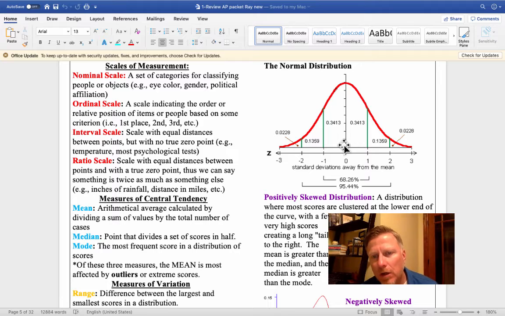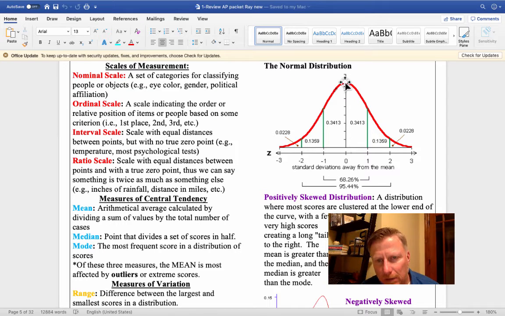Now, it's important to know, you might get asked, if you scored 1 standard deviation below the mean, which is 100, on an IQ test, what is your percentile, okay? I'm going to give you a down and dirty way to figure that out.